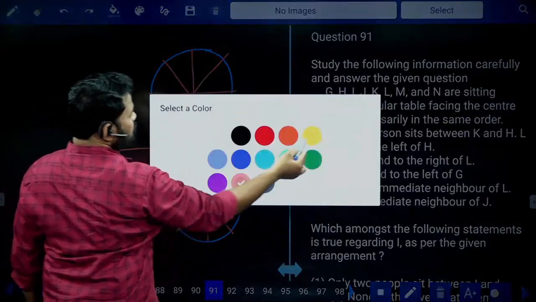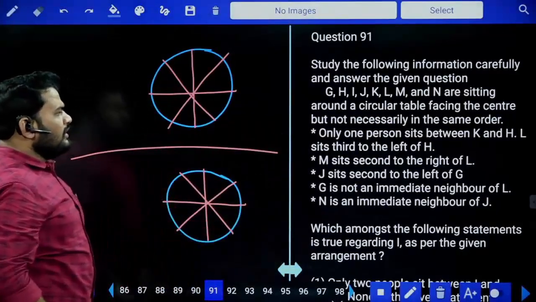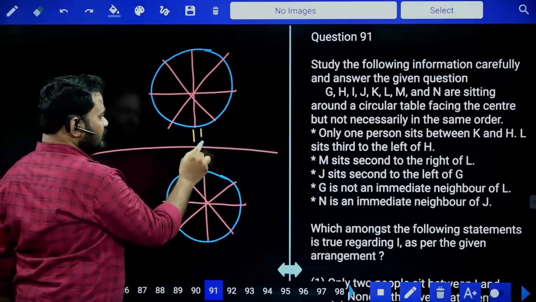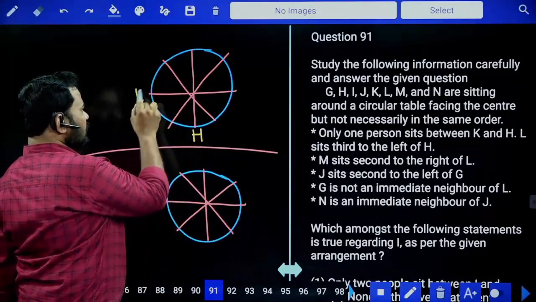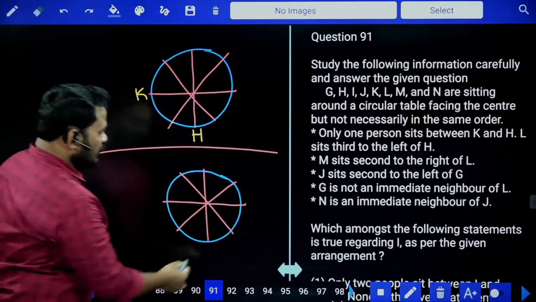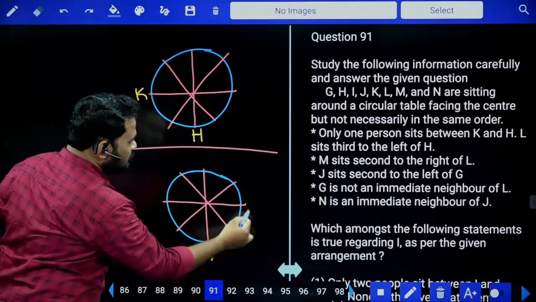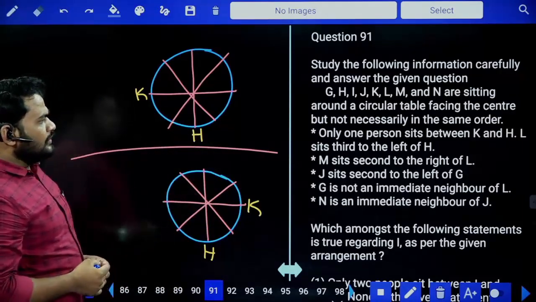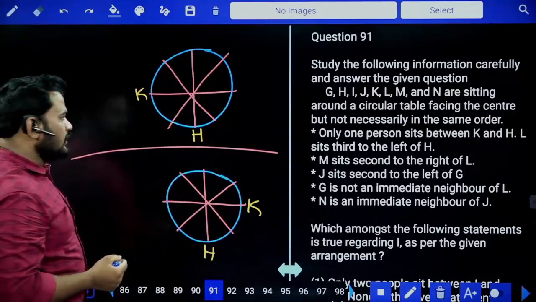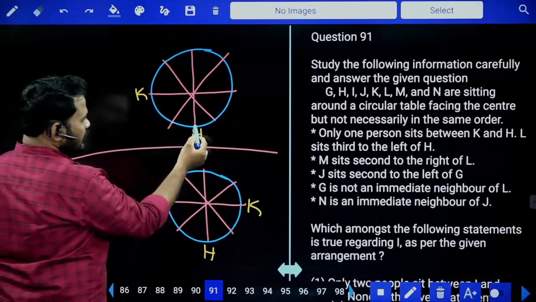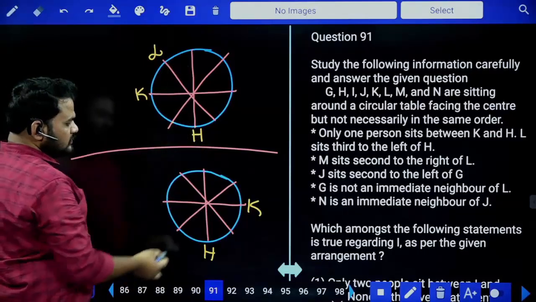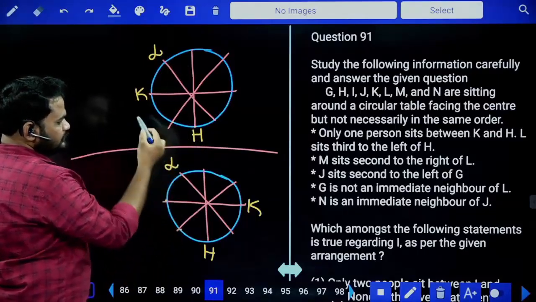Right. Now, the first condition says that only one person sits between K and H. If H is here, one person sits between K and H. Maybe K is here. And the next condition, L sits third to the left of H. H is here. First left, second left, third left is L.